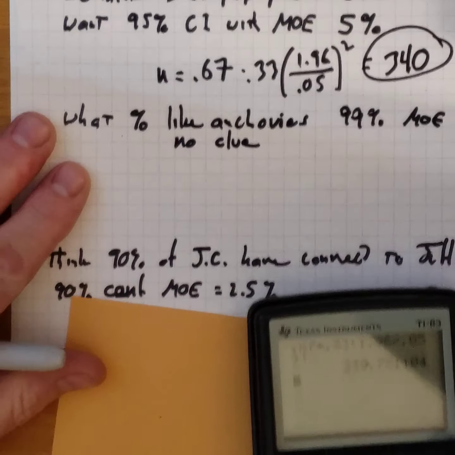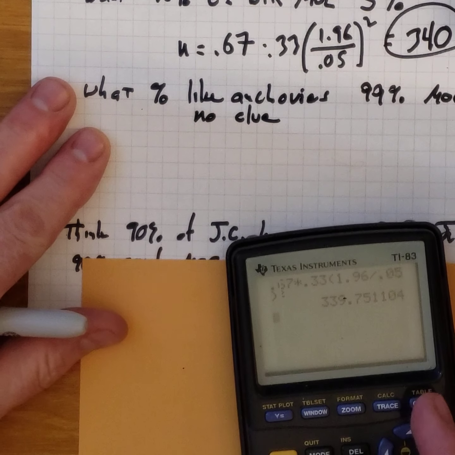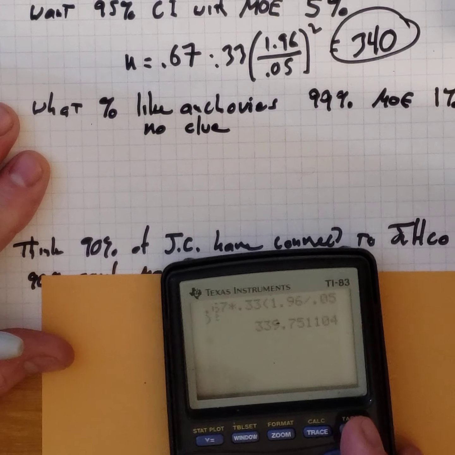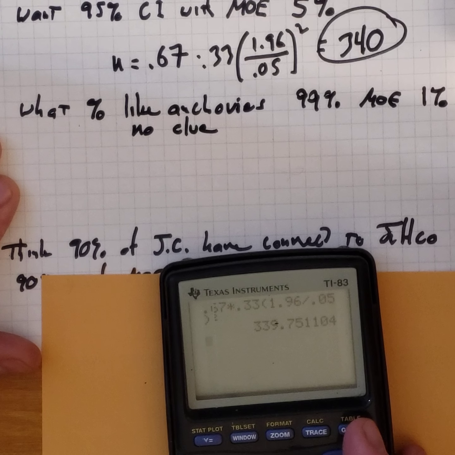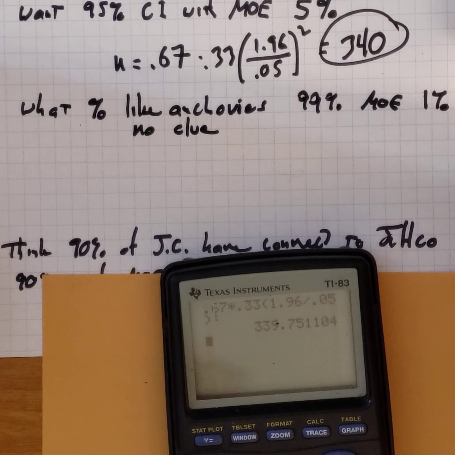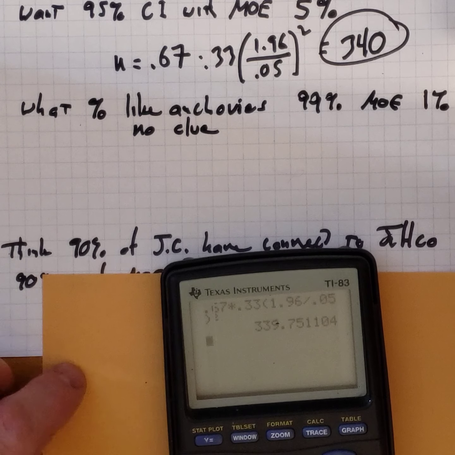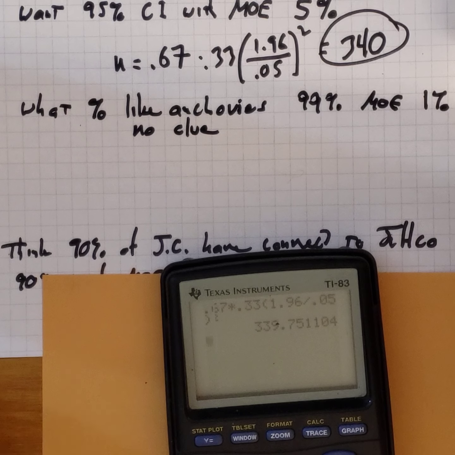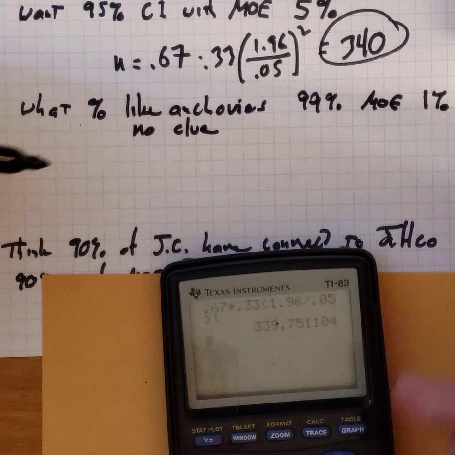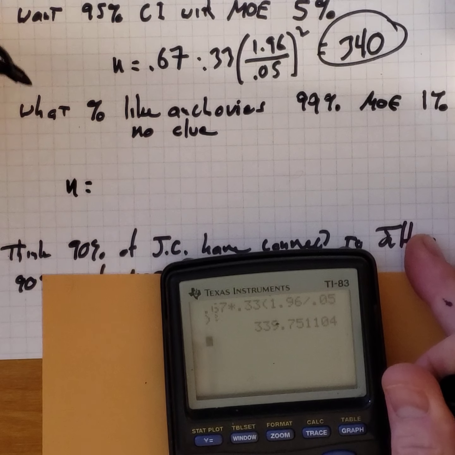Okay, let's do one more. Suppose we'd like to know what percent of people prefer anchovies on their pizza. We want 99% confidence level, and we want a 1% margin of error. And we have no clue what the proportion actually is going to be. I think I actually do have a clue that it will be fairly small, but for the sake of argument, let's not. So how many people are we going to need?